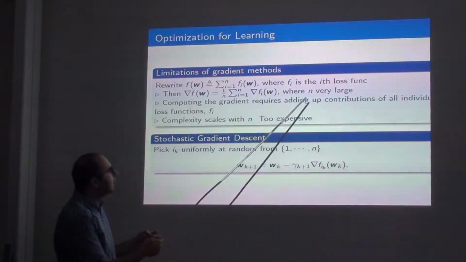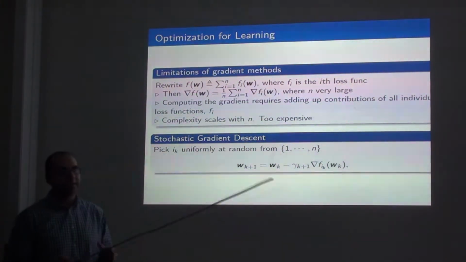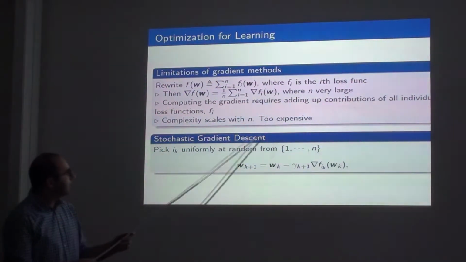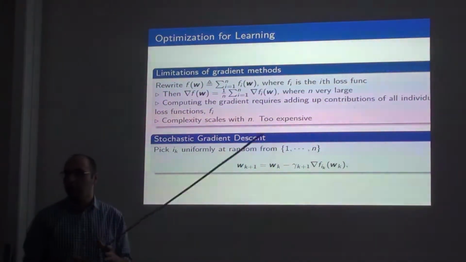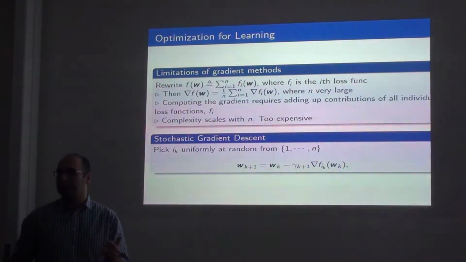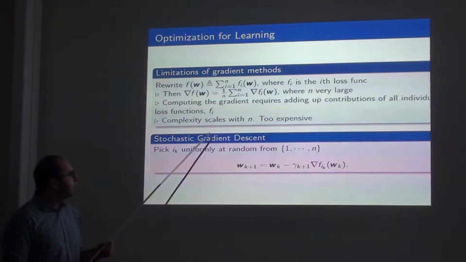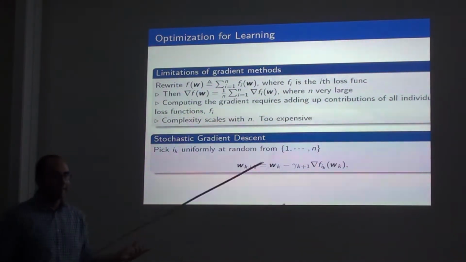And as we're saying here, n is the number of points in your data set, and n is very large. So to get the gradient, you need to add up the contribution of all those points. That's the limitation, that's why it scales with the number of points. So for all gradient-based methods, that's the problem, and that's the reason it's too expensive.